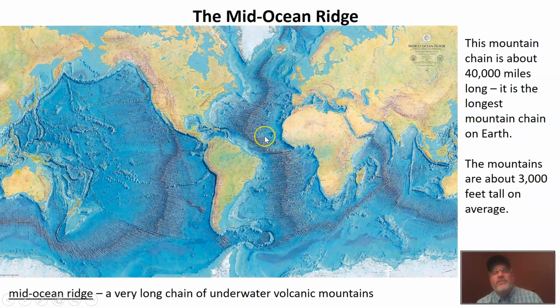I do want to tell you that this is the longest mountain chain on the entire Earth. Because it's all chained together, like this over here would meet up with this, it's something like 40,000 miles long, which is really quite incredible. And these are not really small mountains either. Many of these mountains are roughly 3,000 feet tall, I think on average, which is about the same elevation as the mountains that we live in here in Jackson County.